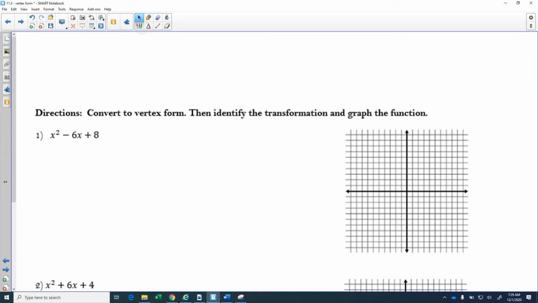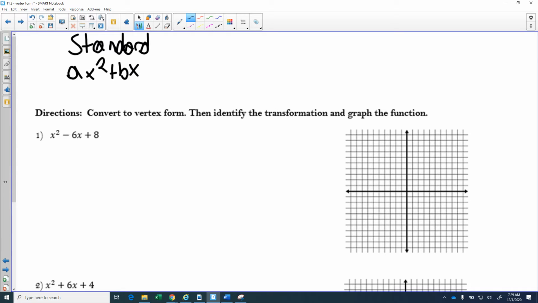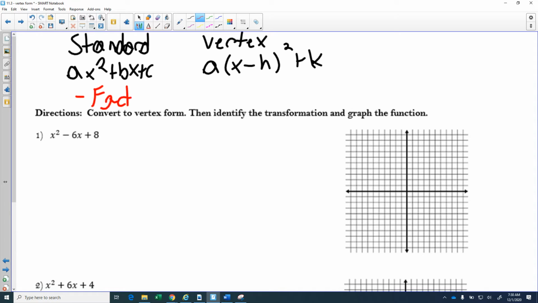So just to clarify some of these things, there are two different forms of equations. We have our standard form, which is ax squared plus bx plus c. And then we have our vertex form, which is a times (x minus h) squared plus k. Now, understanding the differences is important, okay? For a problem like this over here, we can always factor and solve it out. And then over here, we can use our transformations.